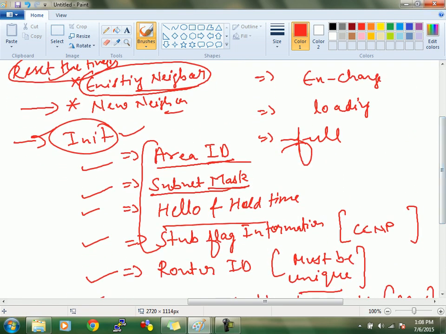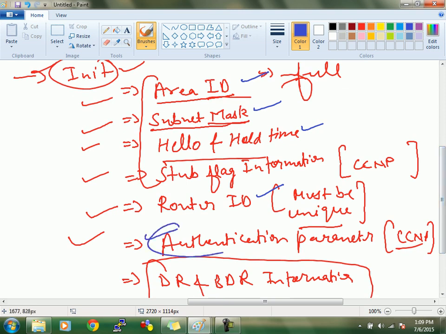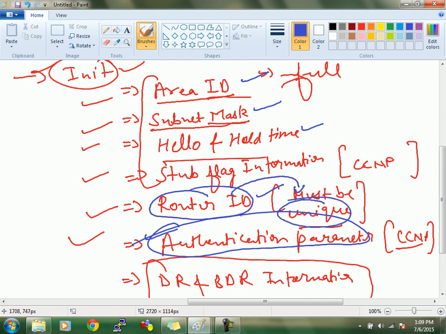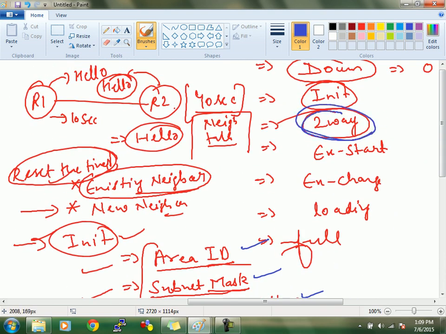So the things you are concerned with: area ID, subnet mask, hello and hold time, router ID, authentication parameters. You must know these 5 points that must match on both the ends, except router ID, which must be unique. This thing is clear? So for becoming neighbors, routers will match these 5 things. If these 5 things will match, in which state they will come? In two-way state. In two-way state, two router will become neighbors.